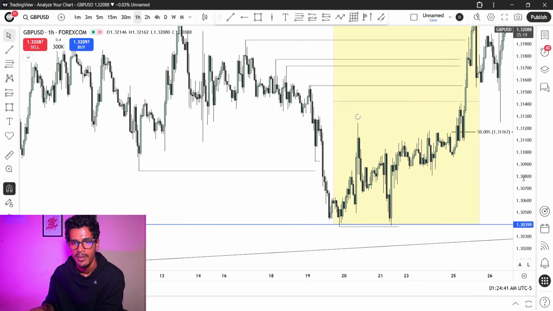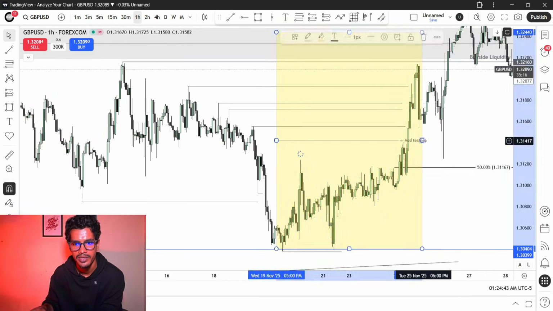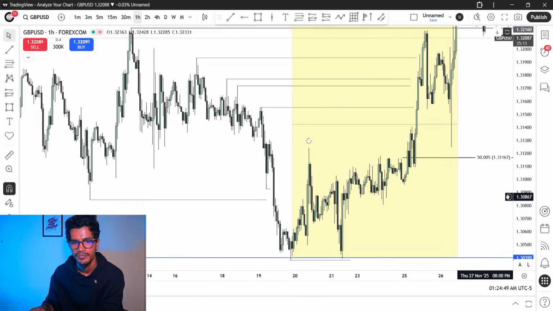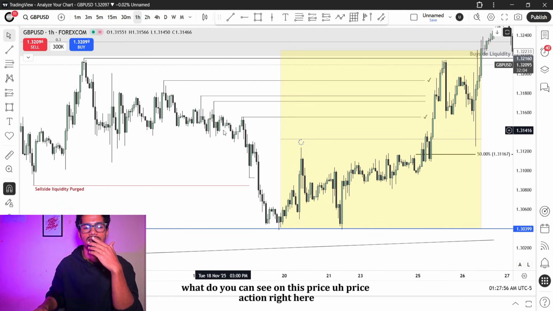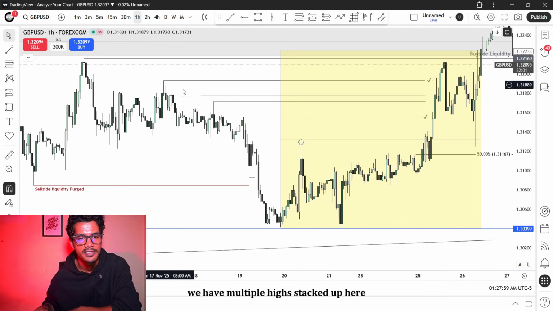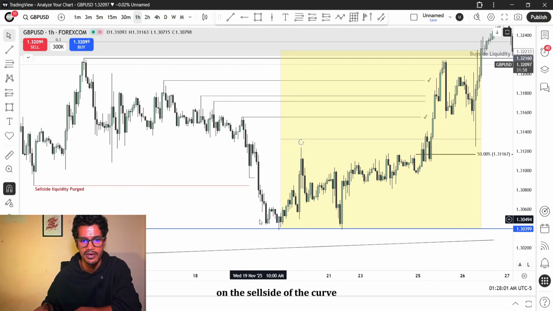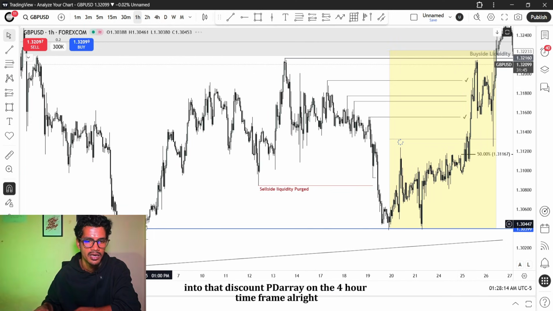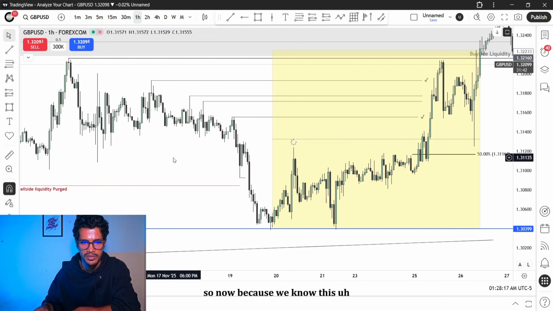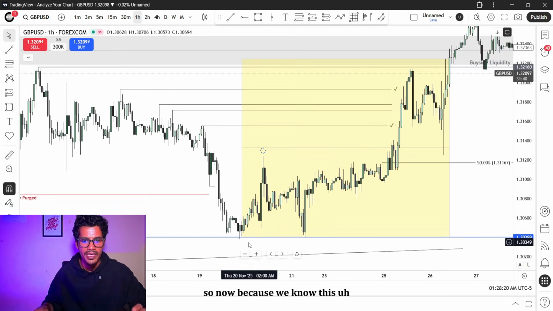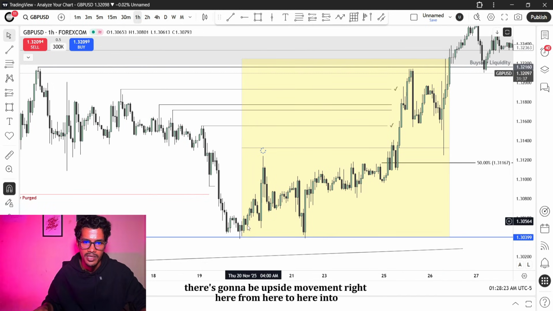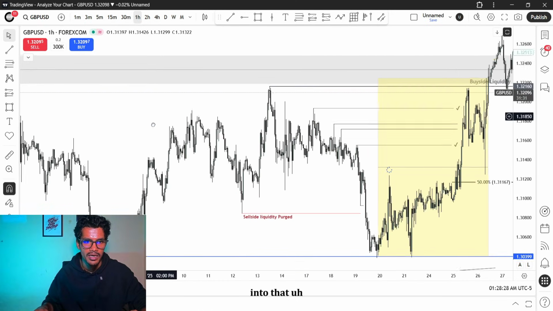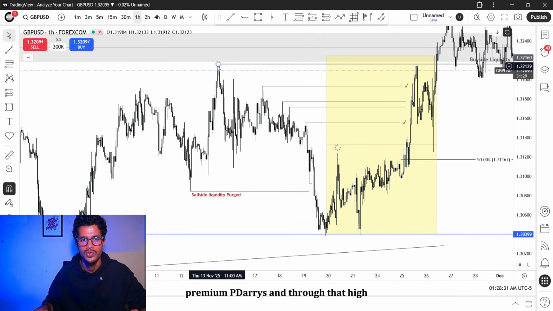All right, so I'm only going to explain this portion of price right here, so make sure to listen carefully. What you can see on this price action right here, we have multiple highs stacked up on the sell side of the curve, and we have this sell stop taken out with this move down here into that discount period on the 4-hour time frame. So now because we know this, there's going to be upside movement from here to here into that premium period and through that high.